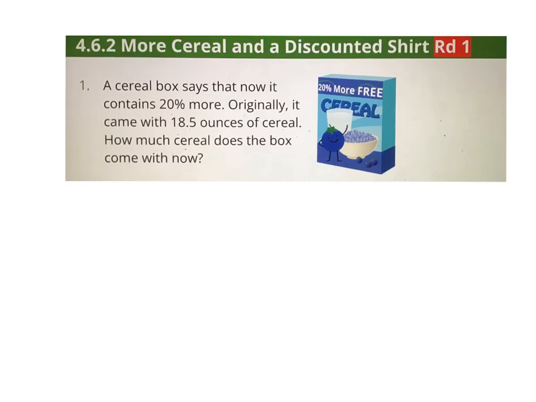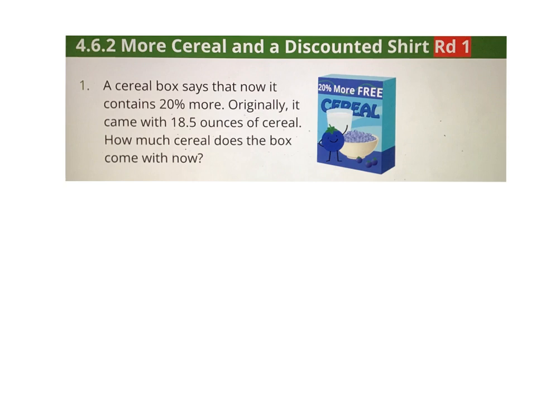Hi everybody. So, in activity 4.6.2, more cereal and a discounted shirt, problem 1 talks about a cereal box. It says now it contains 20% more. And originally it came with 18.5 ounces of cereal. So how much cereal does the box come with now?